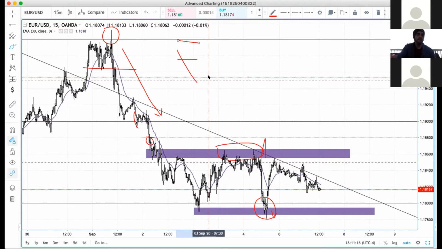It will do what? Go up or down. Okay, yeah, it will move. It will go up or down, and then it will do what after an extensive move? Accumulate, distribute, range, consolidate, exhaust itself, whatever you want to call it. The point is that the markets will move, and then they will start to consolidate.